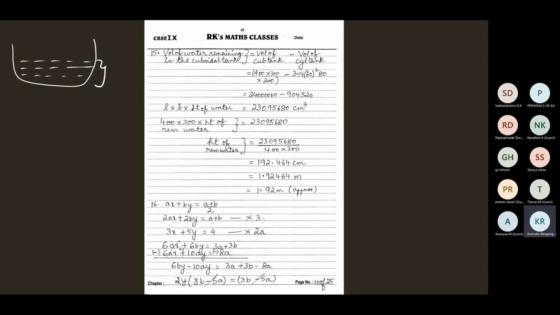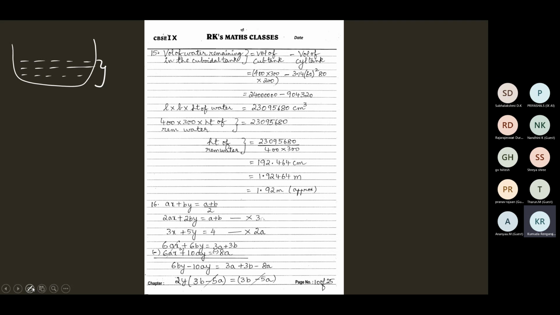So here the height of the water is different from the height of the tank, because the tank is not full of water. If the tank is full of water, then the height of the tank and the height of the water will be the same. But now, since the water has been transferred to the cylindrical tank, the height of the water is different. So that's what you see here.